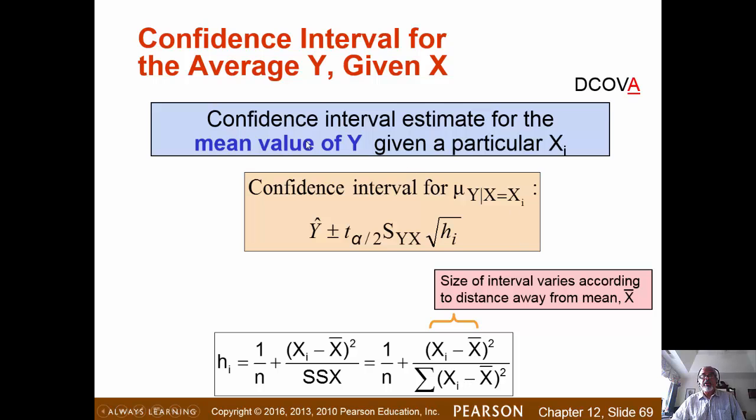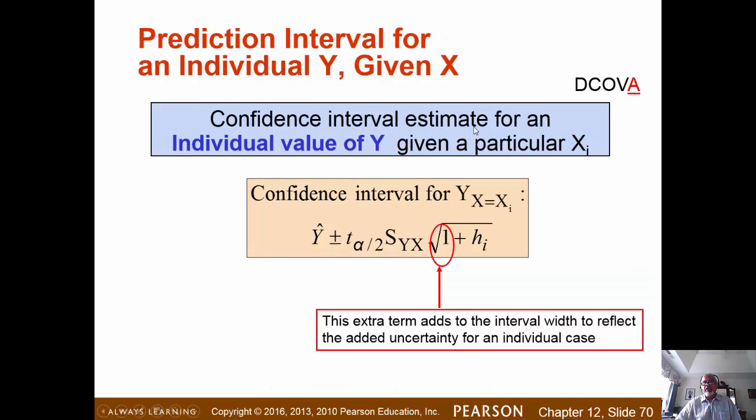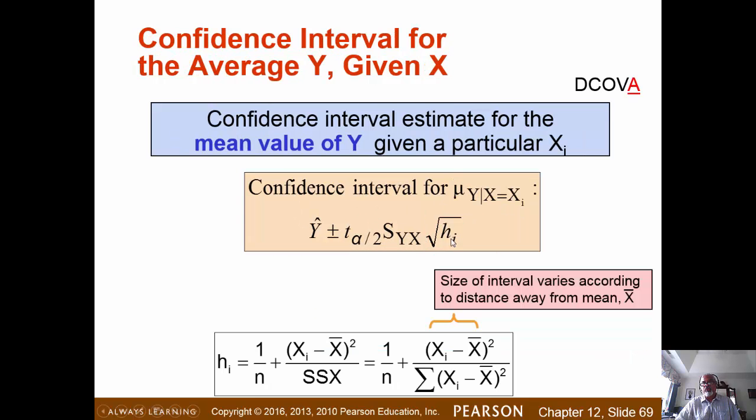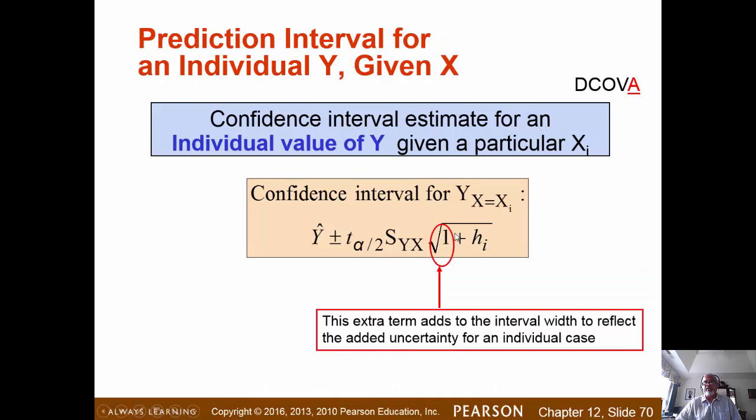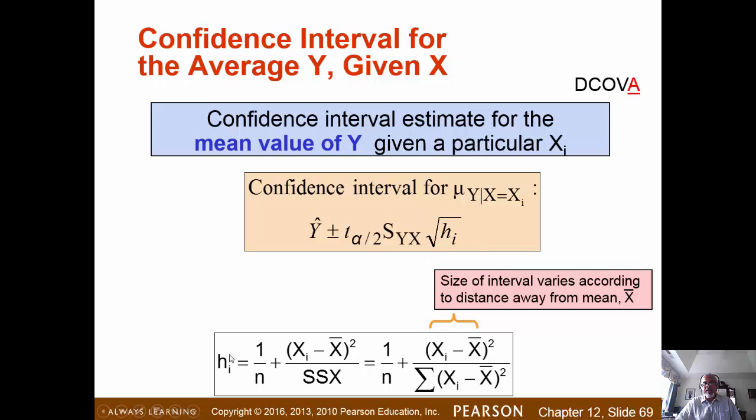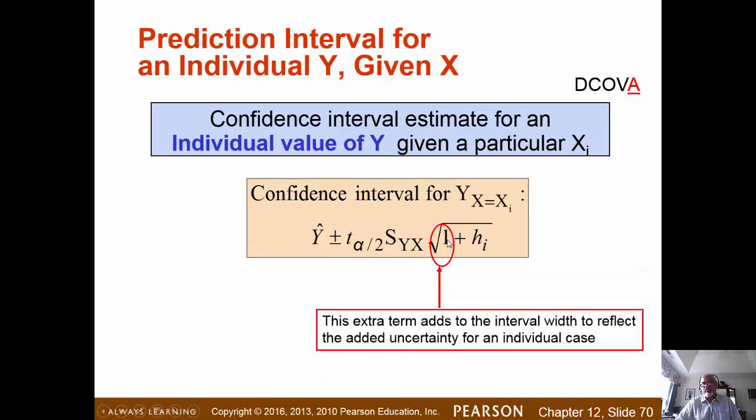Now if you want a confidence interval for a particular y, not a mean of y, then the formula is the same as before, except that instead of h sub I, you'll have 1 plus h sub I. The same h, with a 1 plus h sub I. So let's look at how to compute these in Excel.